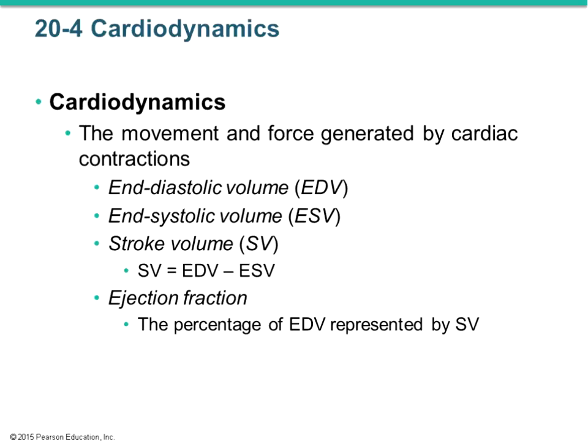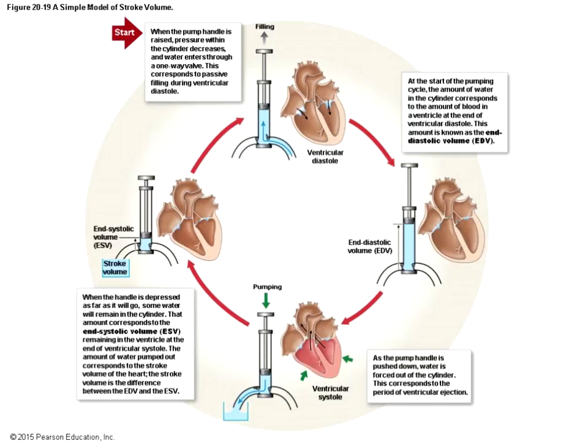All right, so an important thing to understand about the heart and how it works is called cardiodynamics. Cardiodynamics is basically using a lot of these terms to understand how much blood is actually being moved around throughout the body. End diastolic volume, end systolic volume, stroke volume, those are things we talked about, and we want to take a closer look at the significance of those things. Stroke volume, the amount of blood pushed in a ventricular contraction, is equal to the end diastolic volume, which is the most you're going to have, minus the end systolic volume. So that's how much you actually pump out. The ejection fraction is then the percentage of end diastolic volume represented by stroke volume, which tells you how much gets pumped out versus what's left in that chamber.